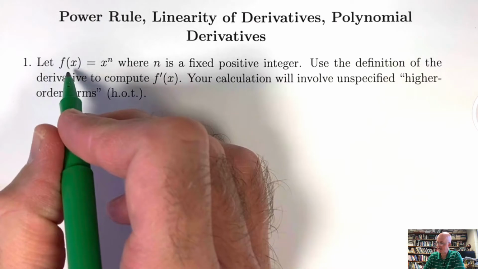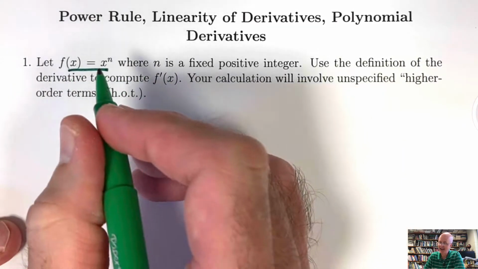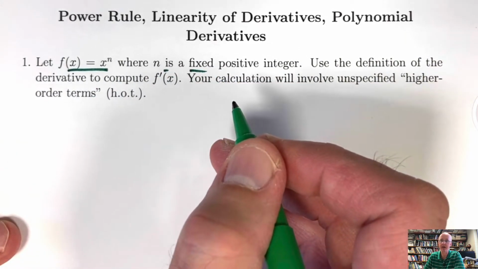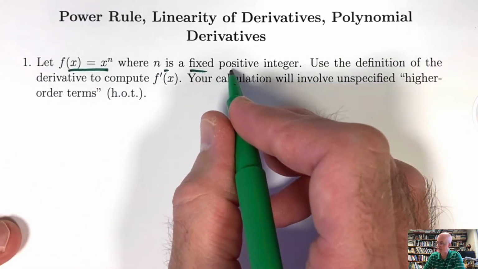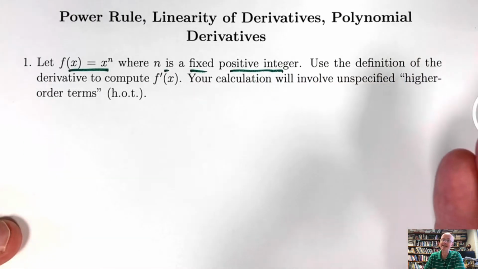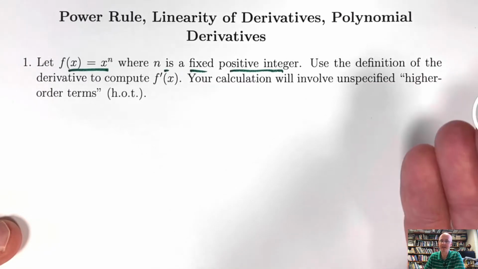Number 1 says let f of x be x to the n power. That's called a power function. X is the variable, n is fixed. It is a fixed number like 2 or 3 or 4. In fact, it is a positive integer, 1, 2, 3, 4, 5, 6, etc. It's not a fraction. It's not a decimal. It's not an irrational number like pi. It's not a negative number here.